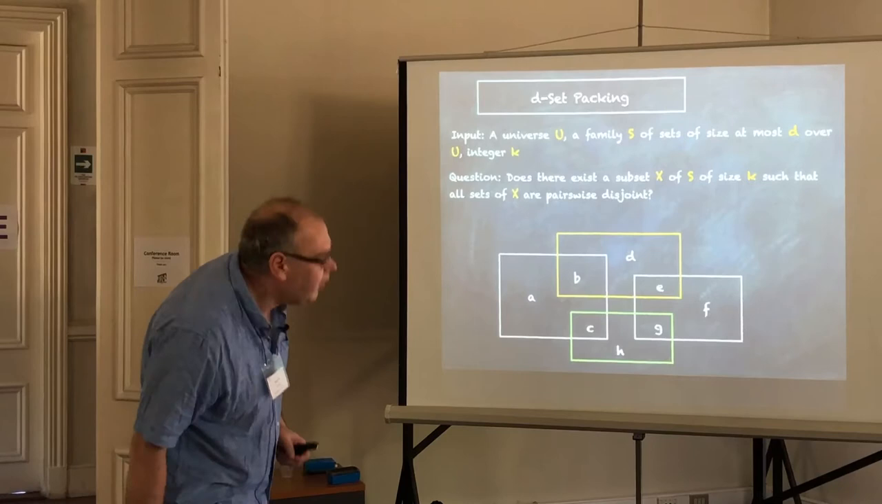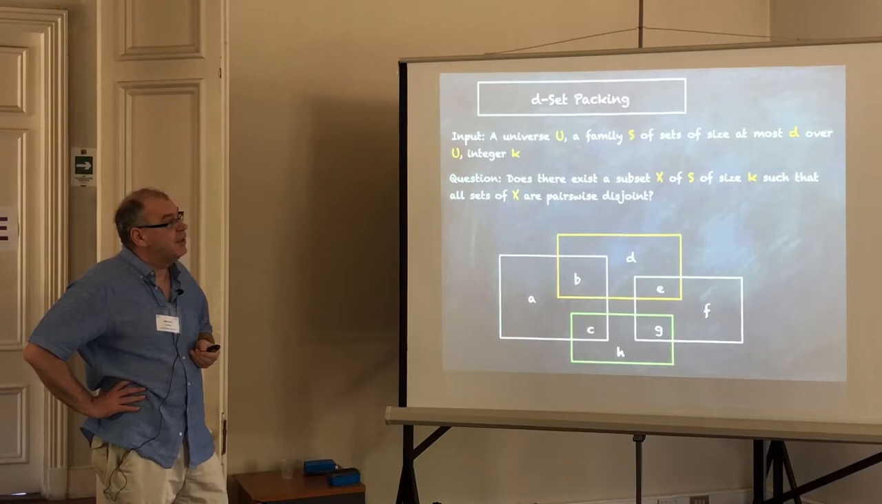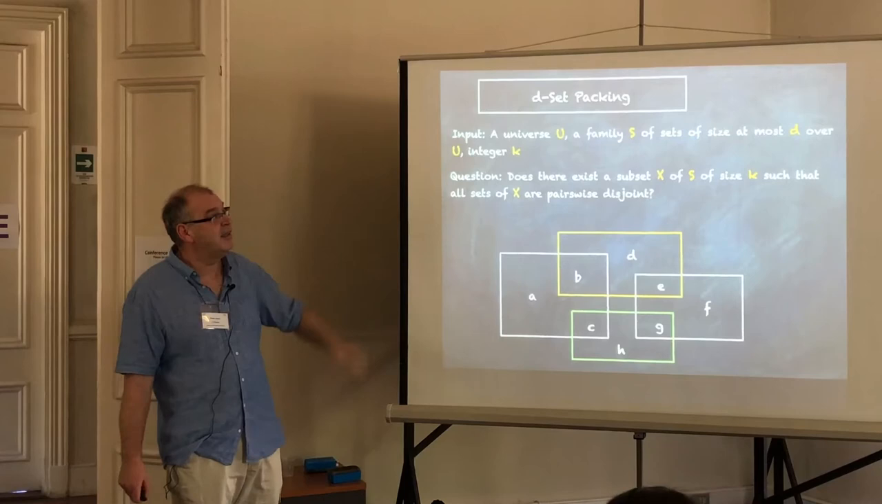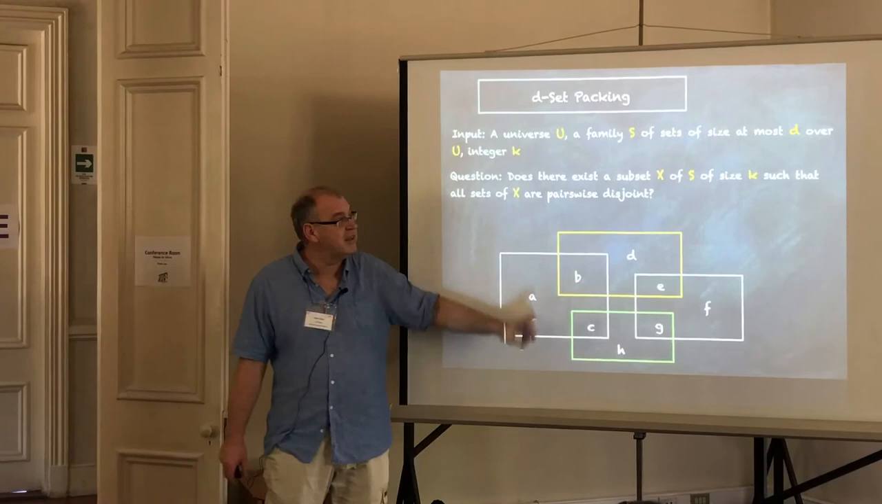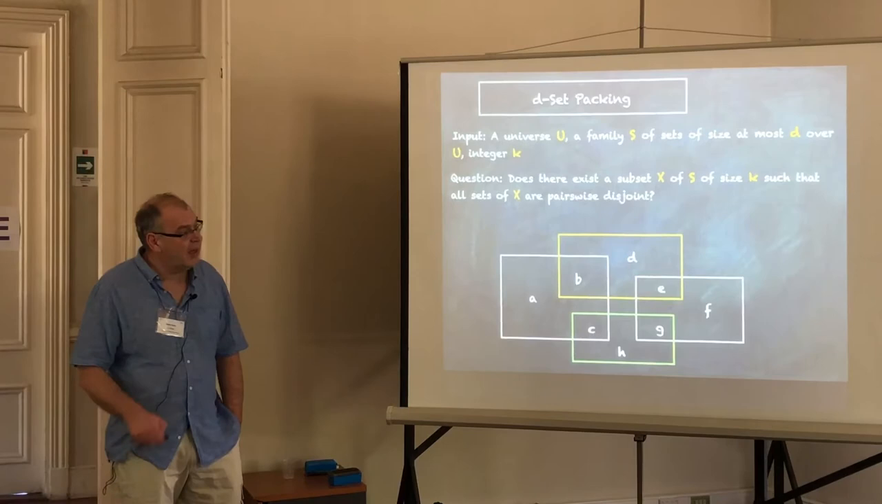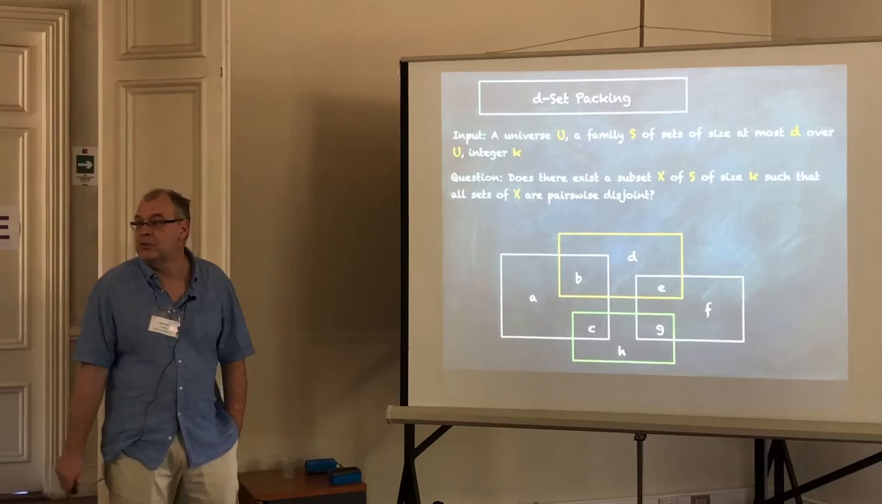So let's try to see how we can apply this technique to a very similar problem. It's called d-Set Packing. In d-Set Packing I have a universe U, a family S, and an integer k. And now I ask if there is a subset of k sets which are pairwise disjoint. In this example, I have four sets, and these two sets are a packing of size 2, and actually these two sets are also a packing of size 2, right? So this is a kind of dual problem to Hitting Set.